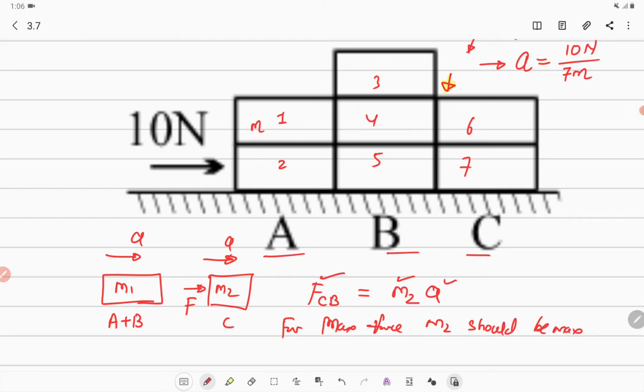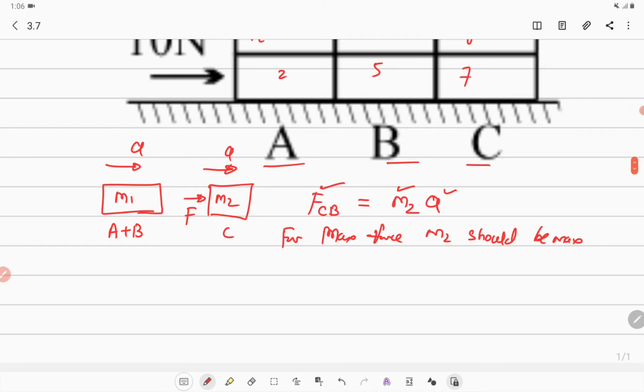So in order to get the maximum force between B and C column, we need to have the maximum mass of the column C, which can be achieved by putting one block in the column A, one block in the column B, and all the 5 leftover blocks in the column C. This should be the arrangement in which the force between B and C will be maximum.